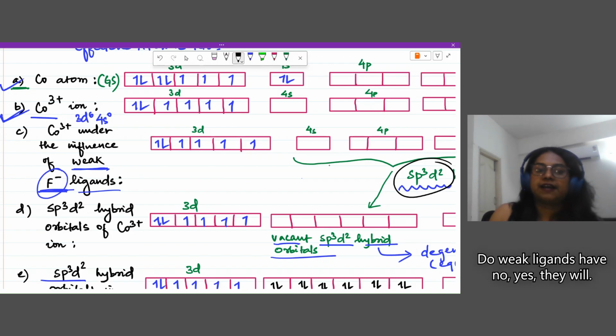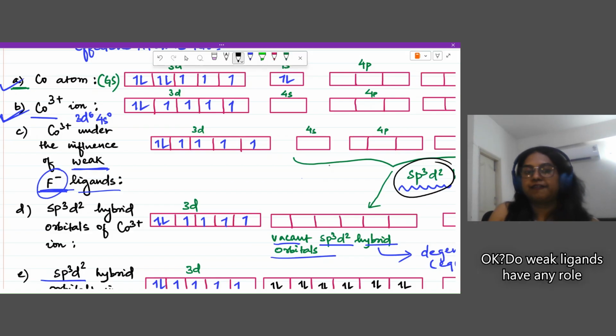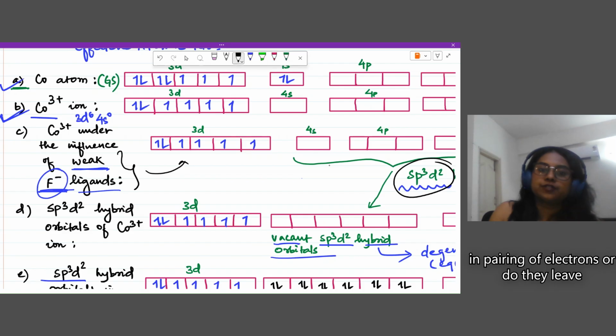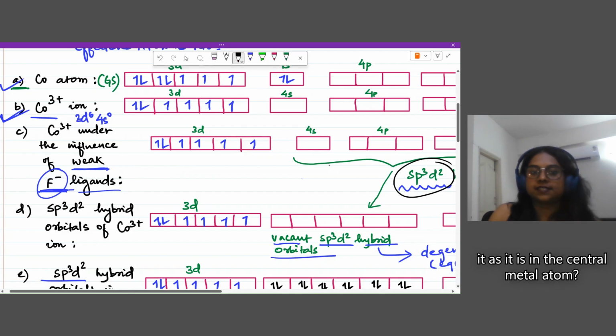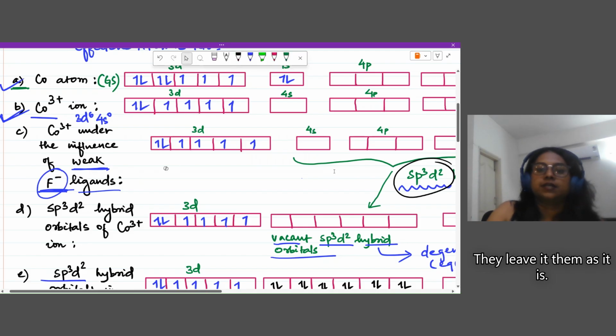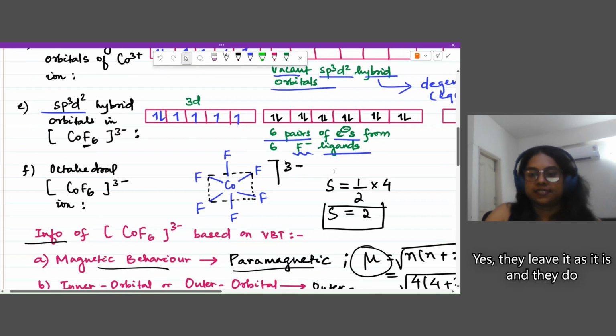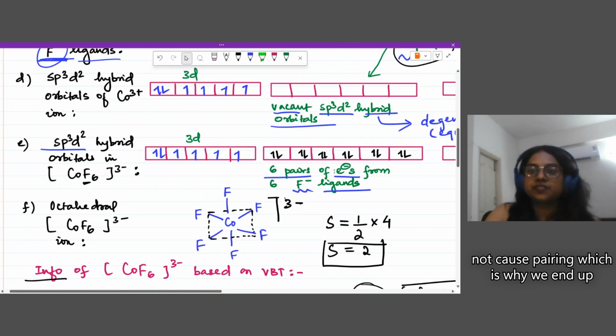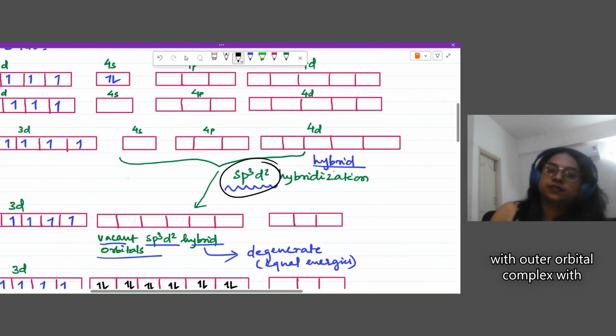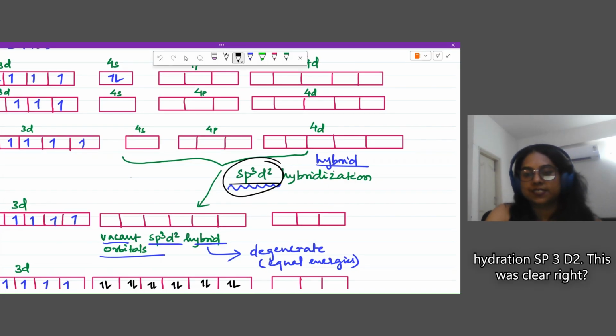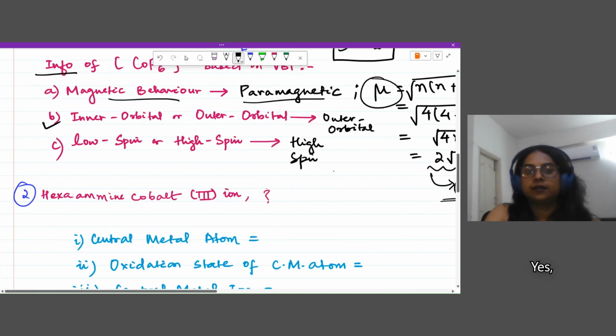No. Do weak ligands have any role in pairing up electrons, or do they leave it as it is in the central metal atom? They leave it as it is. Yes, they leave it as it is, and they do not cause pairing, which is why we end up with an outer orbital complex with hybridization sp3d2. This was clear, right? Yes.